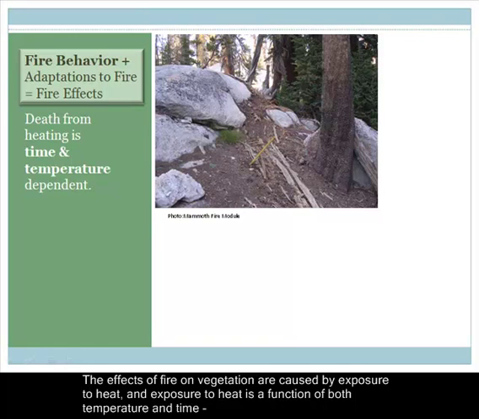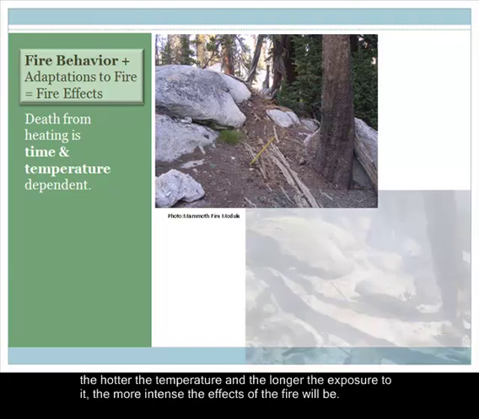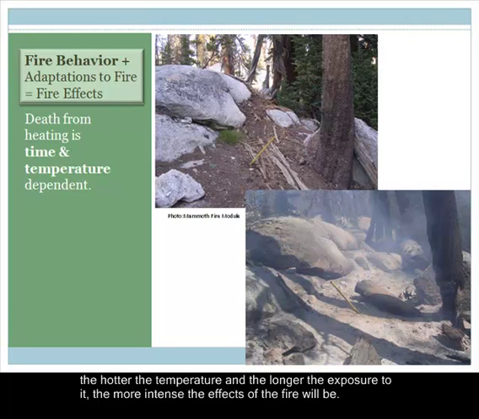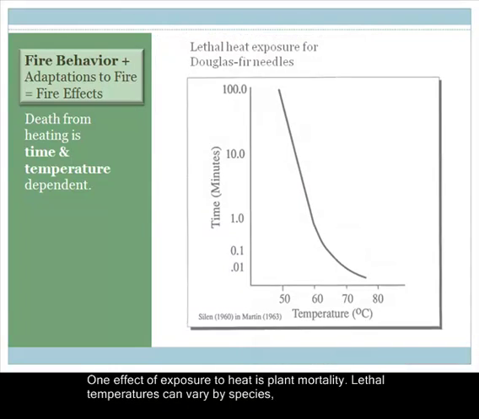The effects of fire on vegetation are caused by exposure to heat, and exposure to heat is a function of both temperature and time. The hotter the temperature and the longer the exposure to it, the more intense the effects of the fire will be. The lower the temperature, the longer the plant tissue must be exposed to be affected. One effect of exposure to heat is plant mortality.